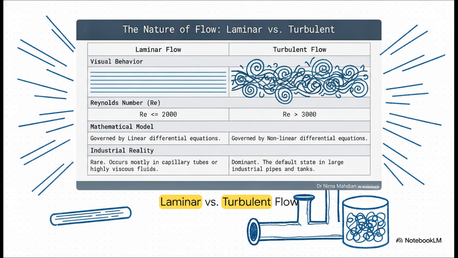Now, you've got laminar flow, which is smooth, has a low Reynolds number, and is beautifully governed by nice linear equations. But it is incredibly rare out in the field. The actual industrial reality, it's turbulent flow. It is chaotic, it dominates those massive industrial pipes, and it's governed by really complex nonlinear equations.